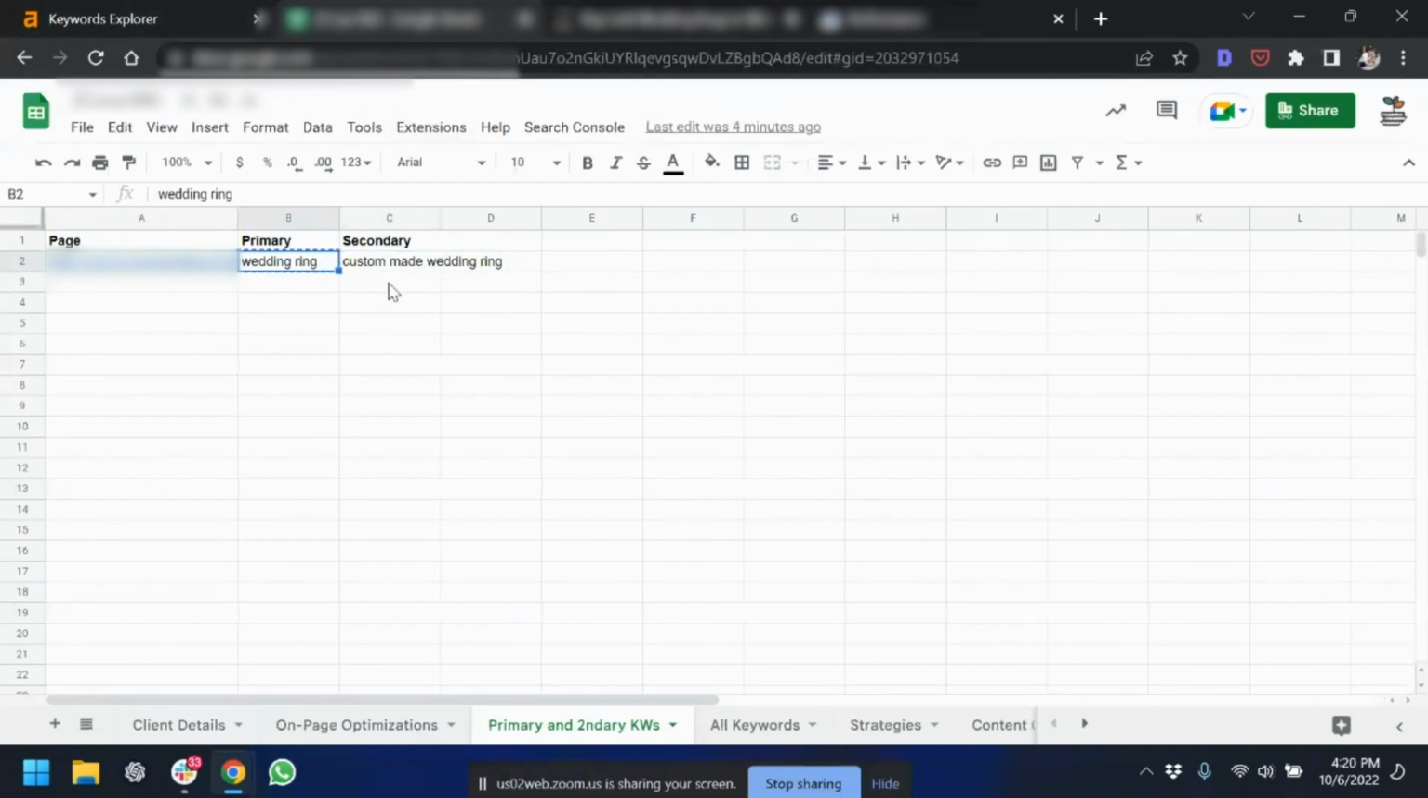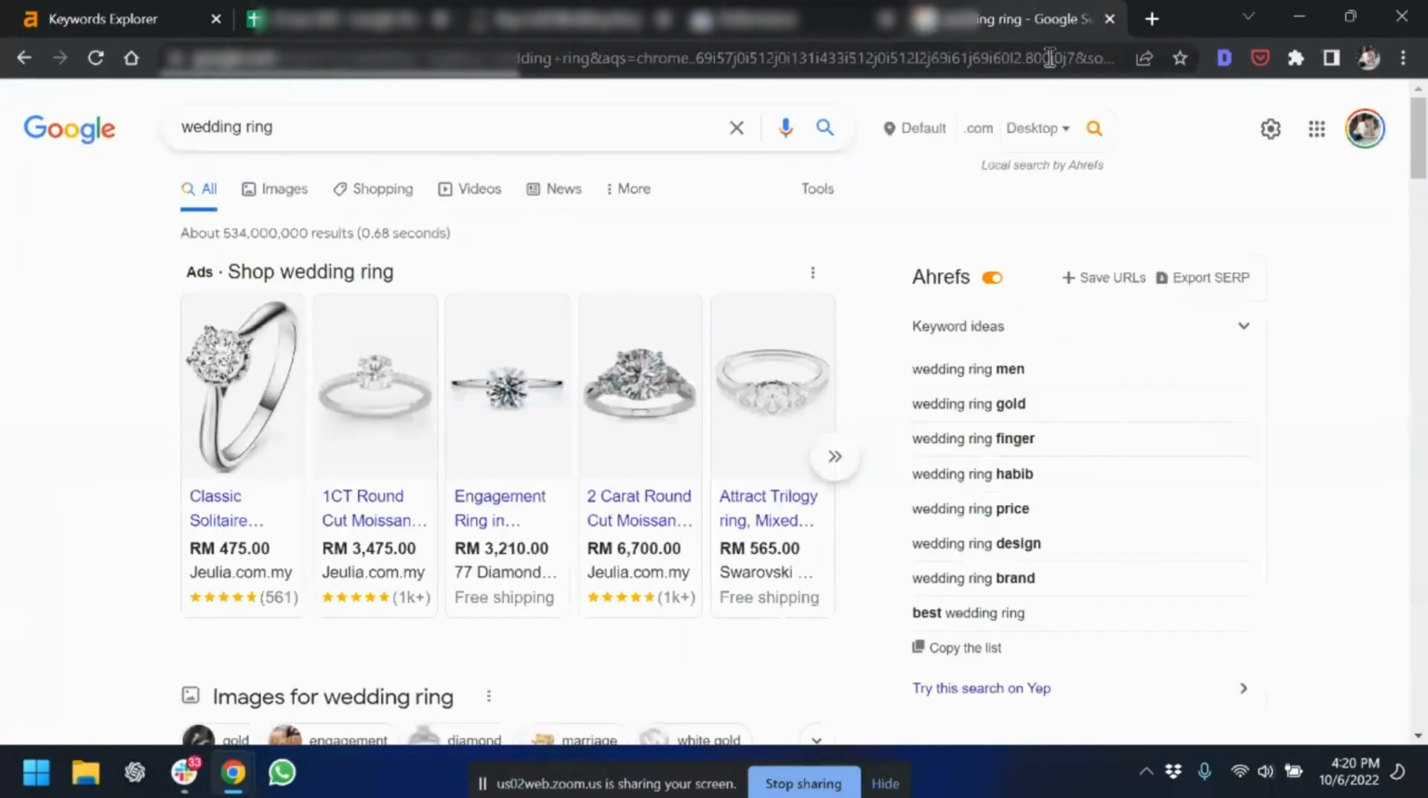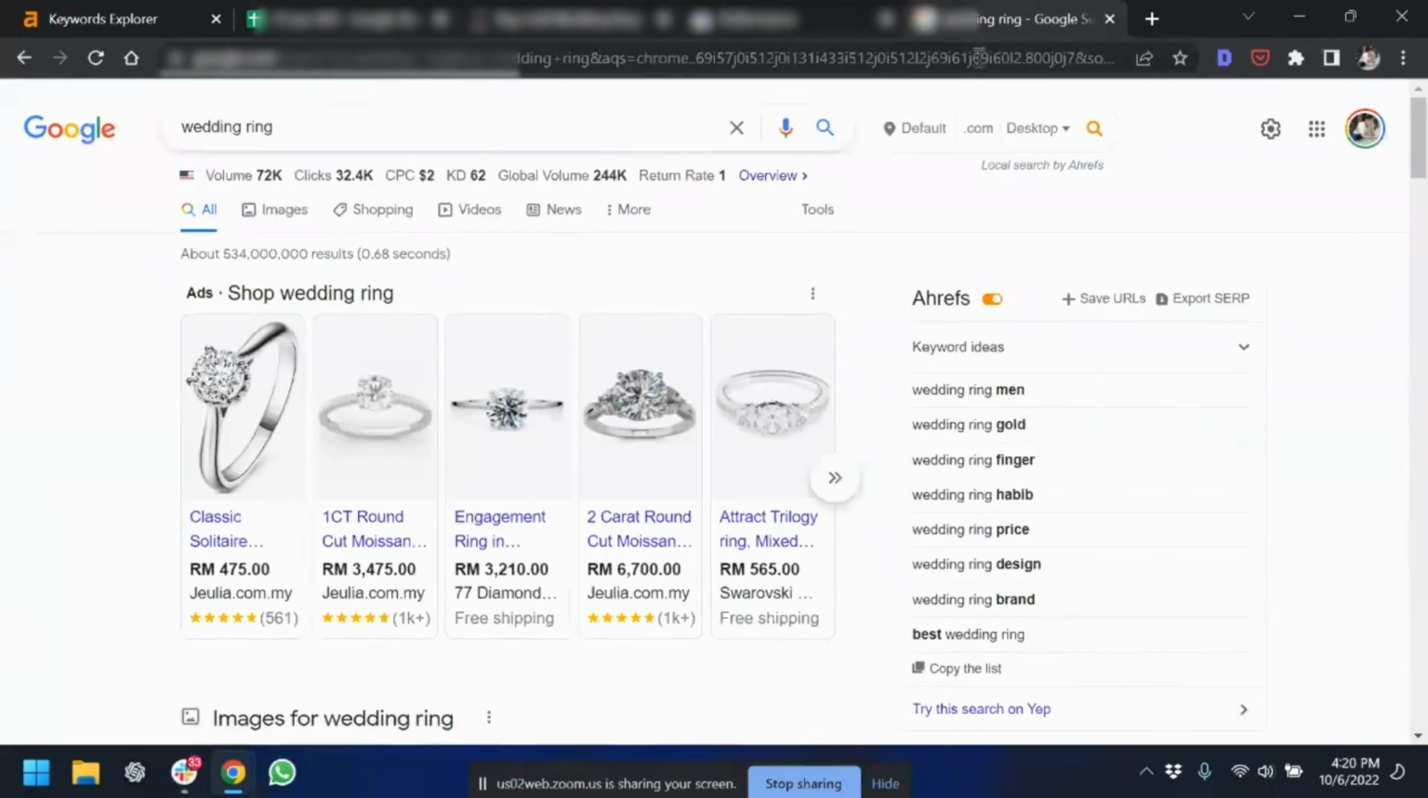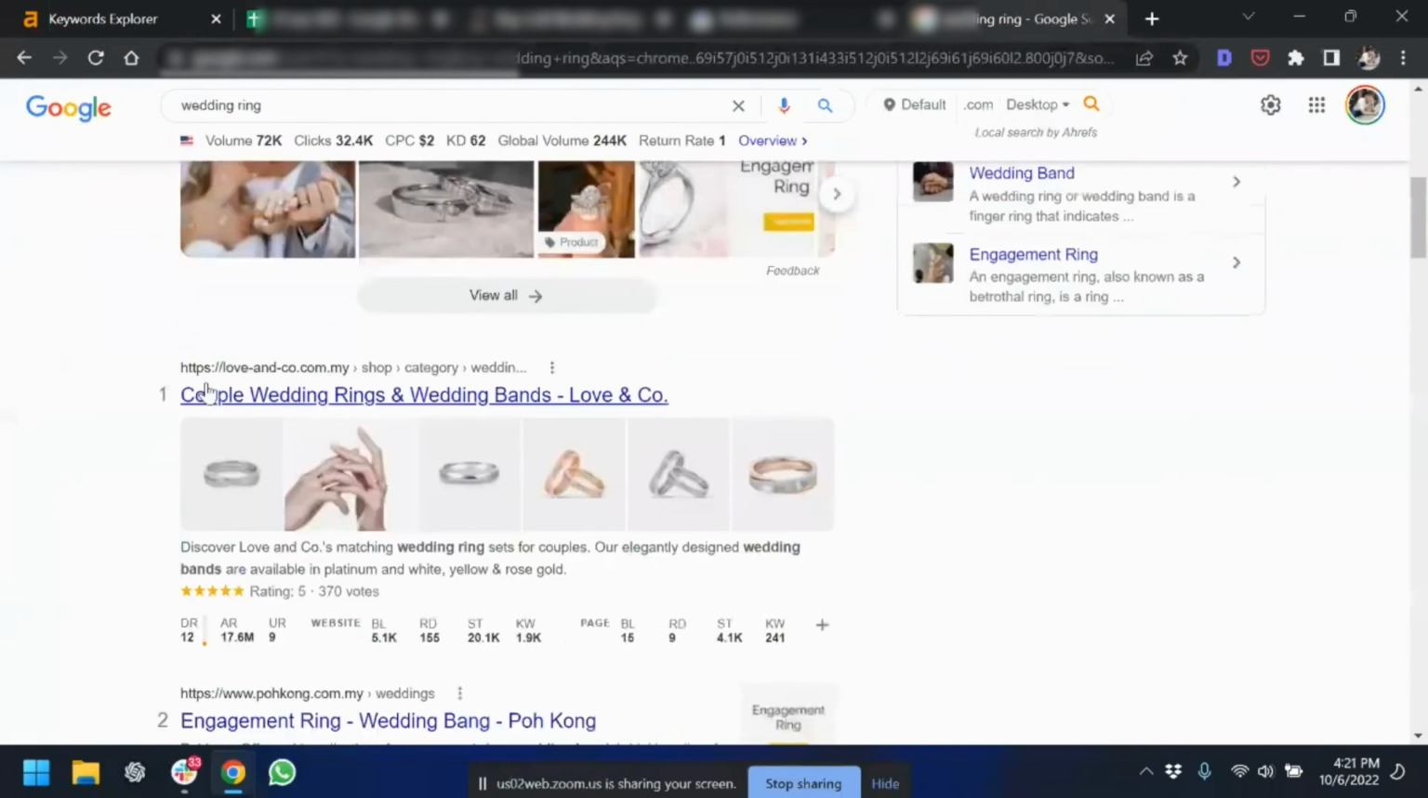But even after you've decided your primary keyword, you should then go and search for it. I want to make sure that the user intent is correct. So how do you check for user intent? Of course, you go to Google search, you search for this keyword. I want to see what kind of pages Google is ranking. So this one is definitely a category page, a product category page. So it's transactional intent. That's good.